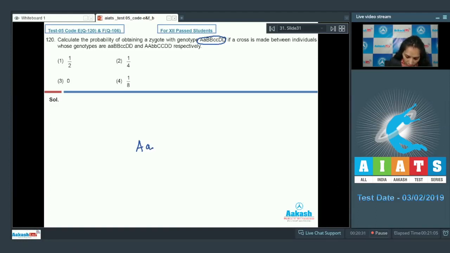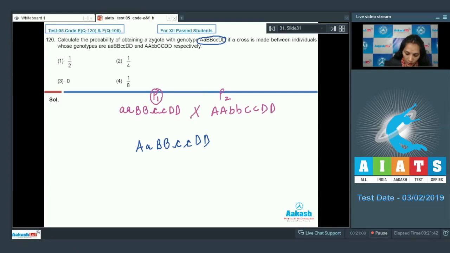See the genotype of the zygote. It is capital A, small a, capital B, small c, capital D. And the genotype of the parents is small a, capital B, small c, capital D. This is the genotype of the first parent, and then the genotype of the second parent is capital A, small b, capital C, capital D. So if a cross is made between two parents, then what is the probability of getting this type of zygote? It is a very easy question. You don't have to calculate anything. Just put your brain over here.